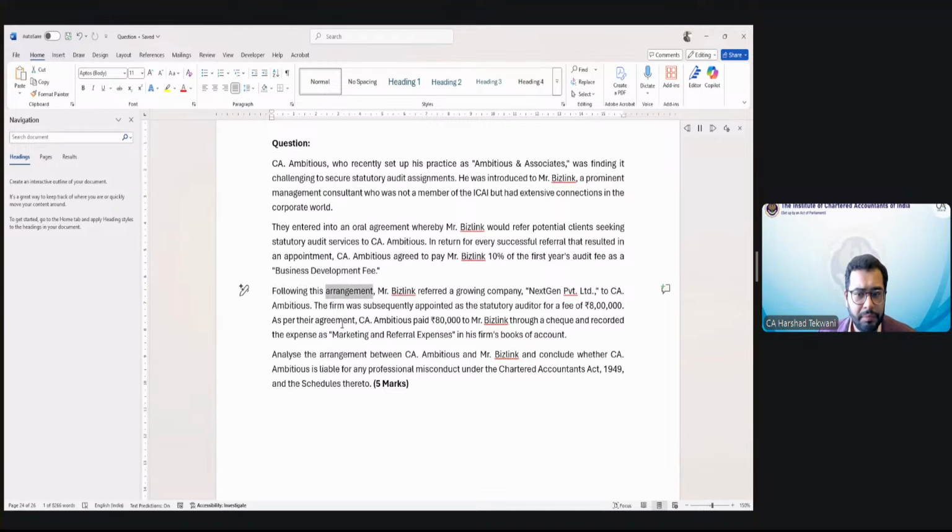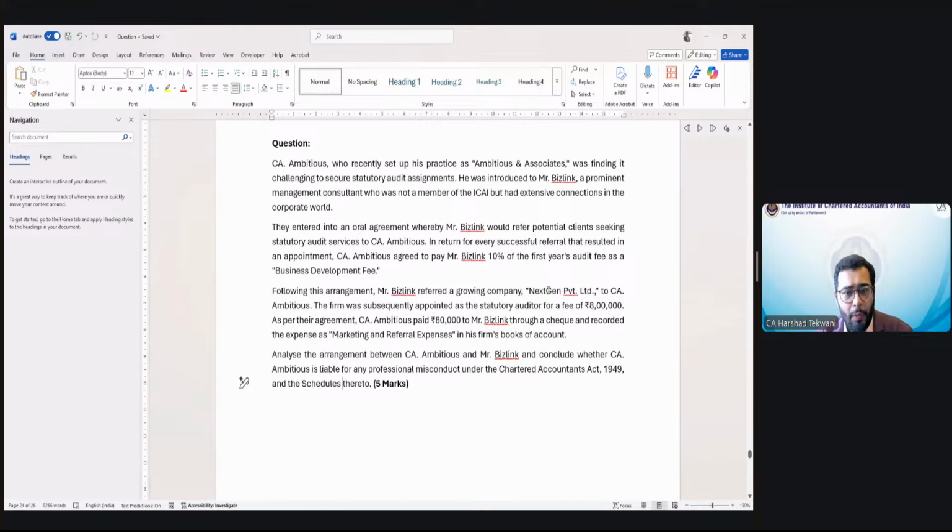Following this arrangement, Mr. Bislink referred a growing company, Next General Pvt Limited, to CA Ambitious. The firm was subsequently appointed as the statutory auditor for a fee of 8 lakh rupees. As per their agreement, CA Ambitious paid 80,000 rupees to Mr. Bislink through a cheque and recorded the expense as marketing and referral expenses in his firm's books of account. Analyze the arrangement between CA Ambitious and Mr. Bislink and conclude whether CA Ambitious is liable for any professional misconduct under the Chartered Accountants Act, 1949, and the schedules thereto.